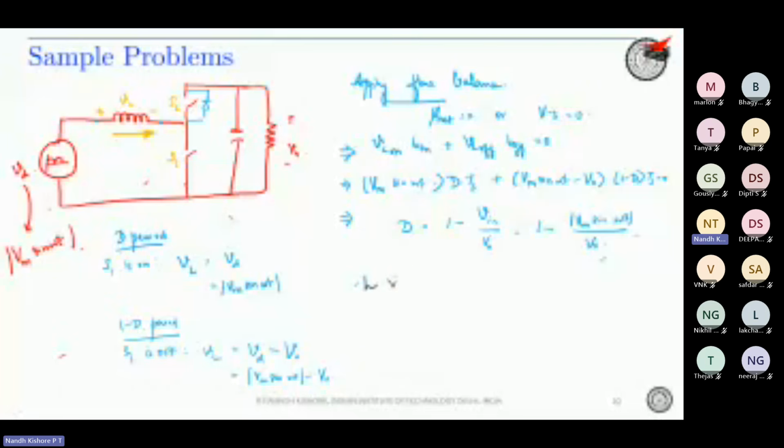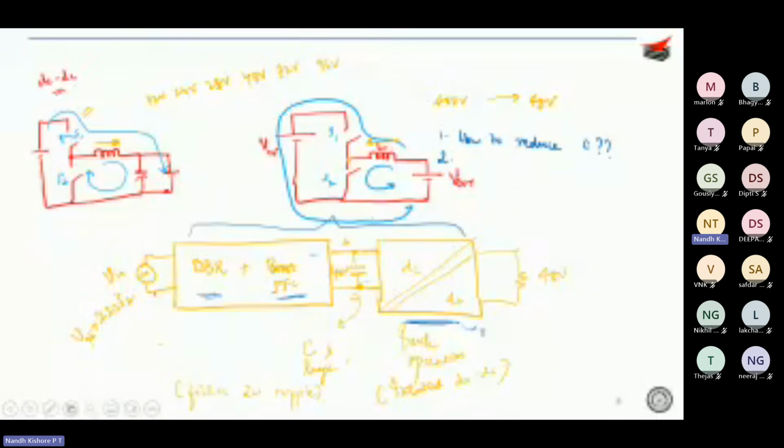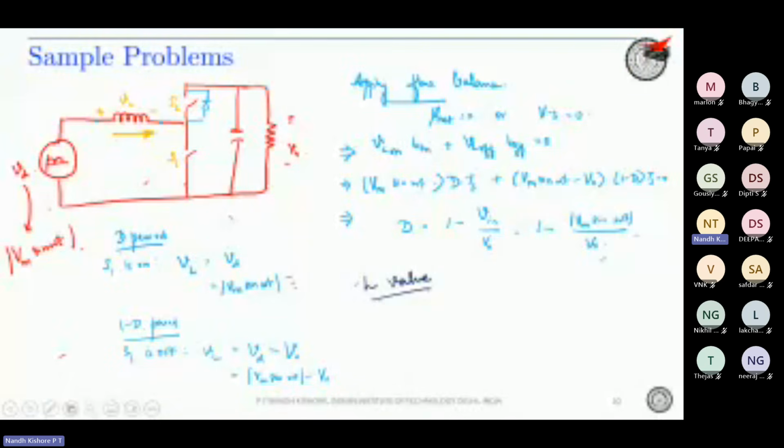As far as the L value is concerned, you take any one instance, either the D period or the 1 minus D period. For simplicity, let's take the D period itself. So VL on is equal to what? L into delta I divided by T on, correct?